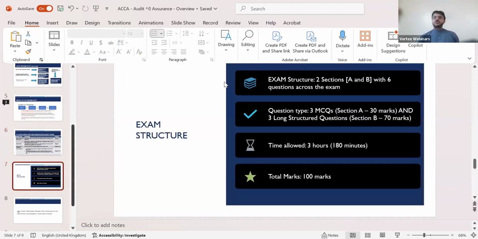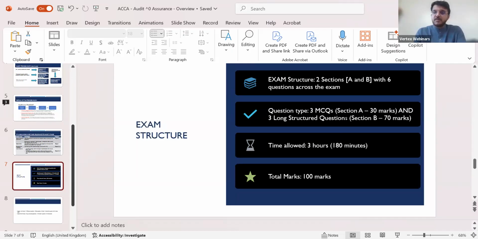Now your exam structure, most important thing. So your exam has two sections, section A and section B, with 6 questions across the exam. So 3 questions in section A, 3 questions in section B.